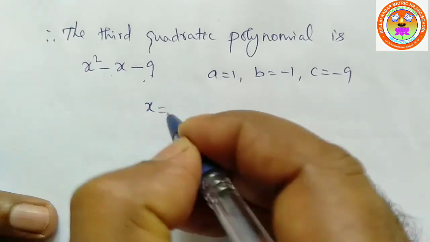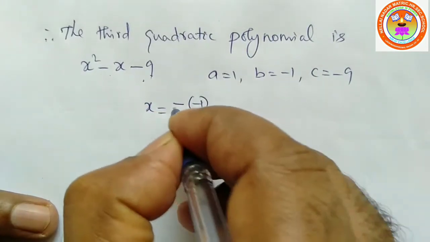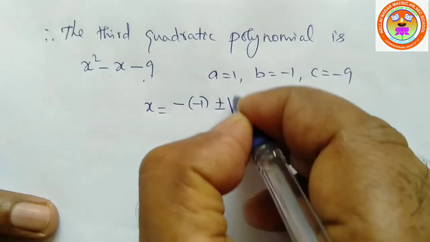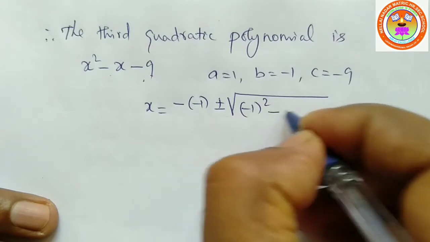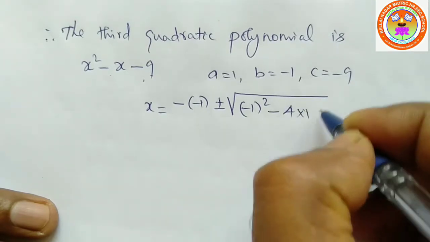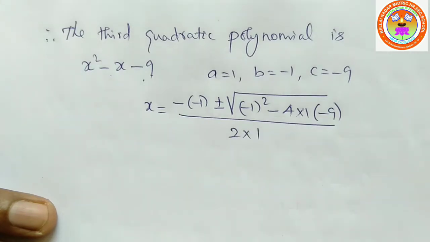So x is equal to minus b. b is minus 1, so minus b plus or minus square root of b square, that is minus 1 the whole square minus 4 into a into c, divided by 2 into a.